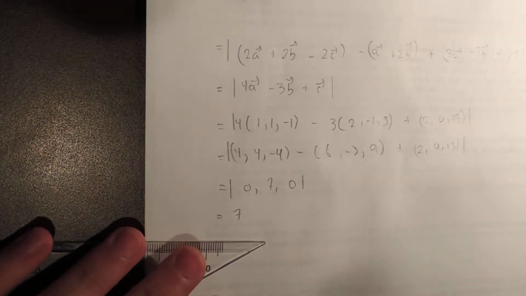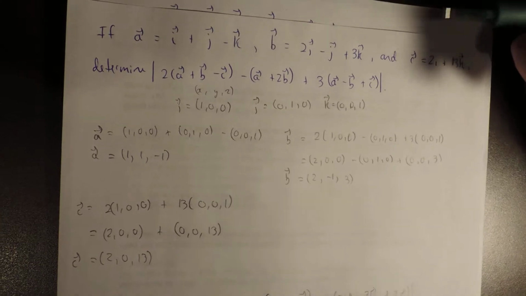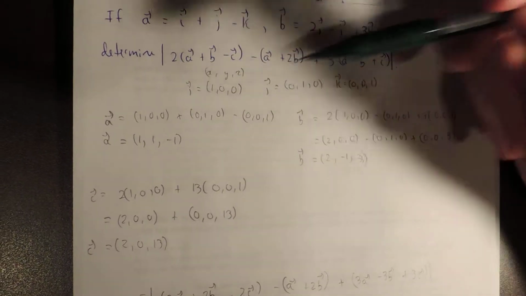Just like the magnitude for unit vectors is 1, like 1, 0, 0, it's the same thing as this. 0, 7, 0, the magnitude will be 7. And that's the vectors solved.